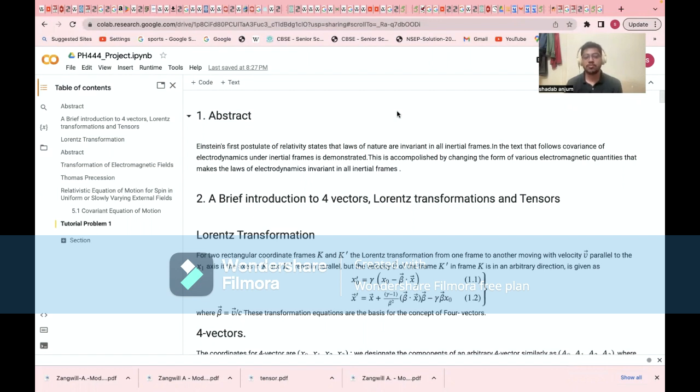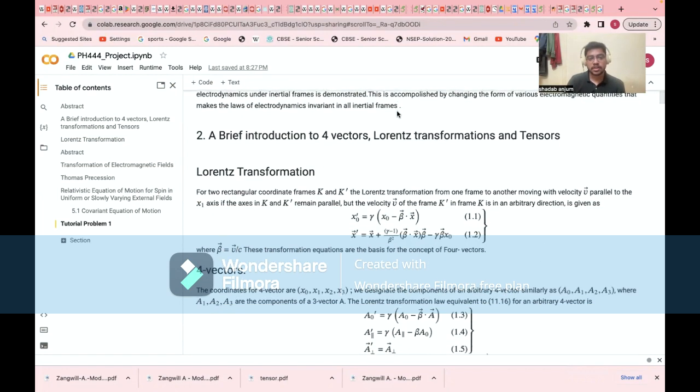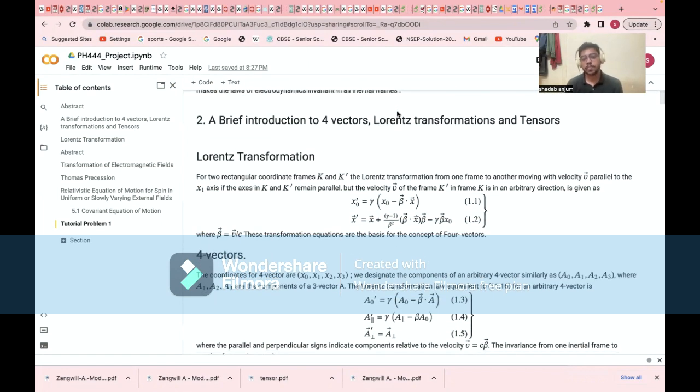So basically, we are trying to form a formulation of electrodynamics in inertial frames such that it is consistent with the transformation. So we're trying to find the Lorentz and other transformations for various terms that come into electrodynamics. So we start with the Lorentz transformation.